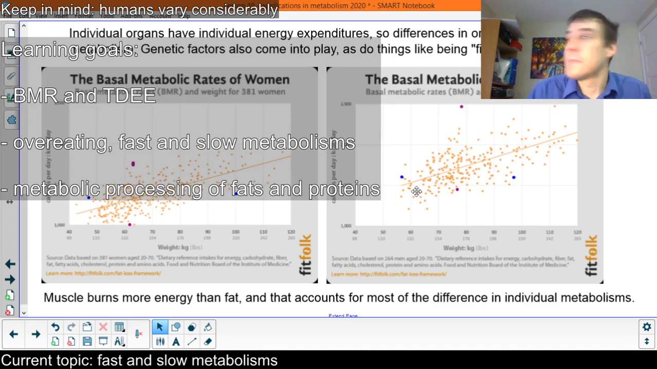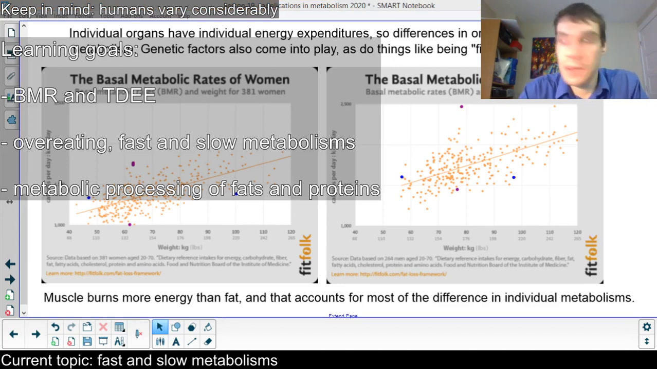Last thing is metabolic processing of fats and proteins. So let's change that over. Metabolic processing of fats and proteins.